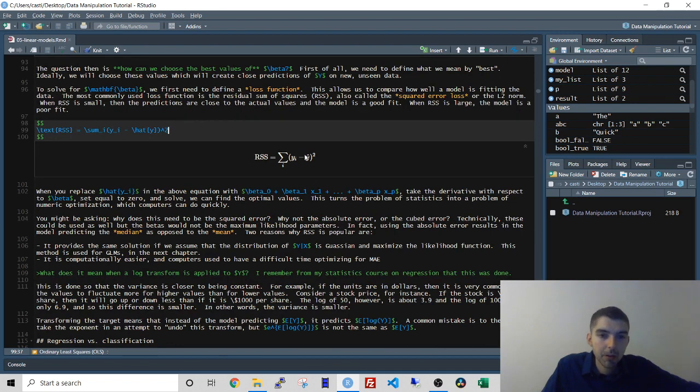When you replace the y hat here with the linear model and do some fancy math to take the derivative with respect to beta and set it equal to 0 and solve, you can find optimal values. You don't need to ever do this by hand because the computer will always do it for you. So this is an example of how we've taken a problem of statistics and translated it into something that a computer is very good at. The computer can always solve the optimization problem.